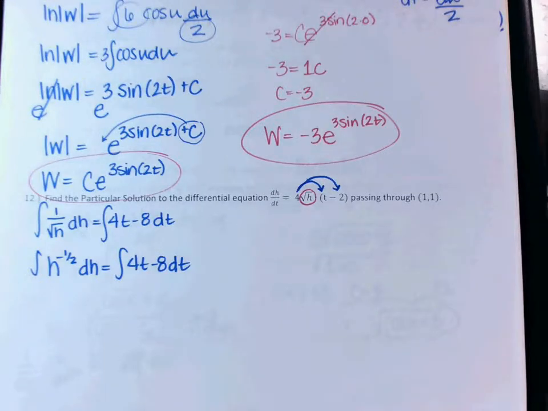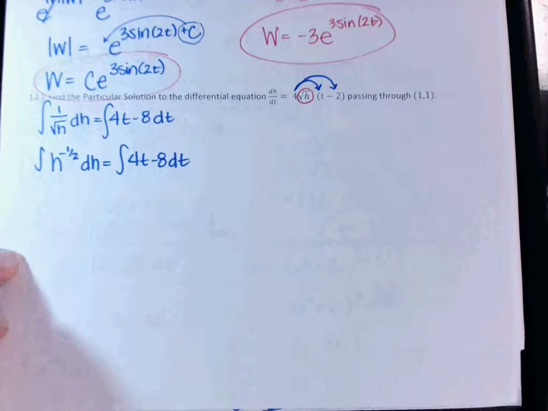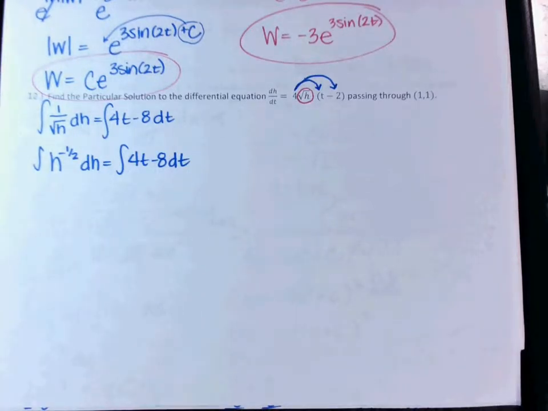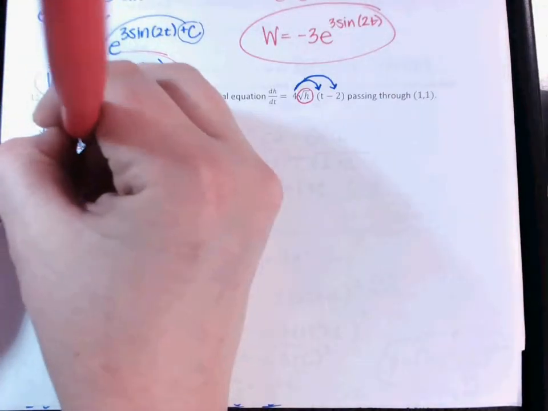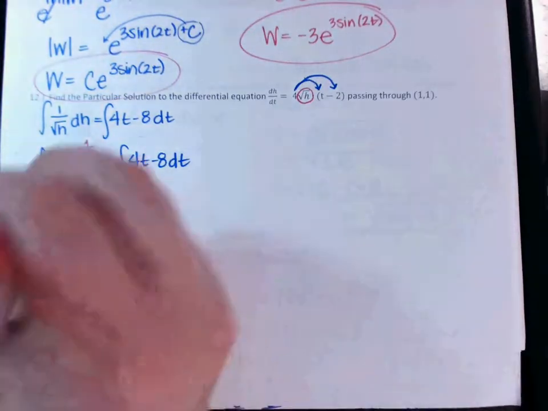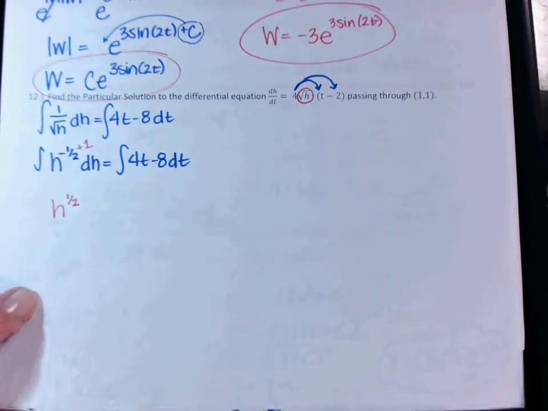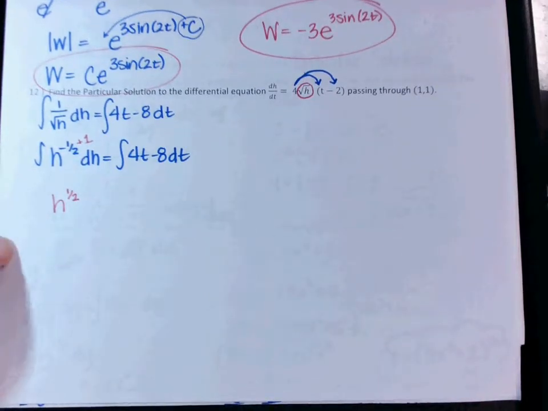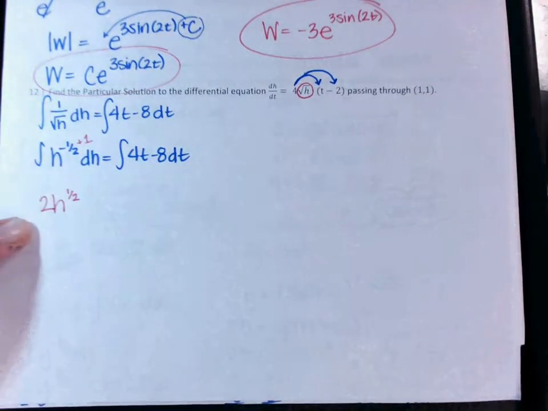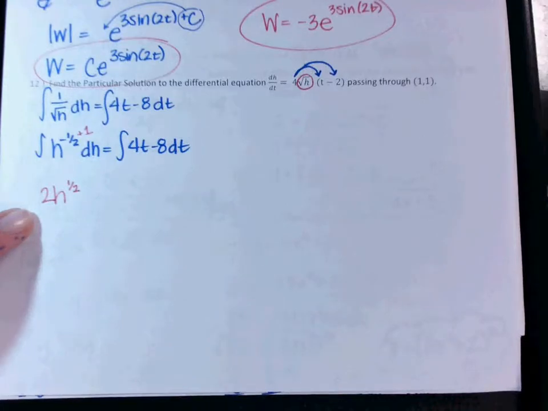All right, look at number 12. What is the antiderivative of h to the minus a half? I'm going to add 1, so it'd be h to the 1/2. But then if I'm dividing by a half, what am I really multiplying by? 2. So it would be over a half, which is the same as multiplying by 2.